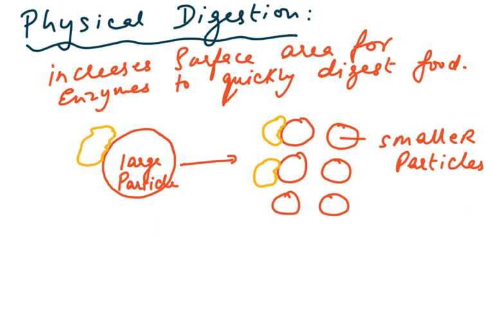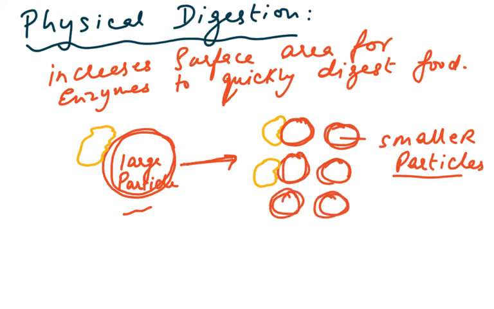Now, another point in your syllabus is how physical digestion increases the surface area for the enzymes to quickly digest the food. You see, this is a large particle. Now, if physically it is broken down into smaller particles, this large particle is broken down into 1, 2, 3, 4, 5, 6 smaller particles. Now, the enzyme will work as it is on it. This enzyme is going to work on it. But now it has more surface area for the enzymes to quickly digest the food. Initially, the surface area was only this part.